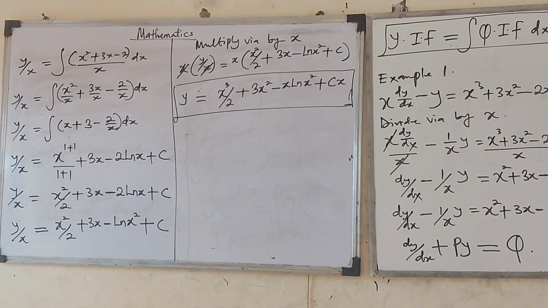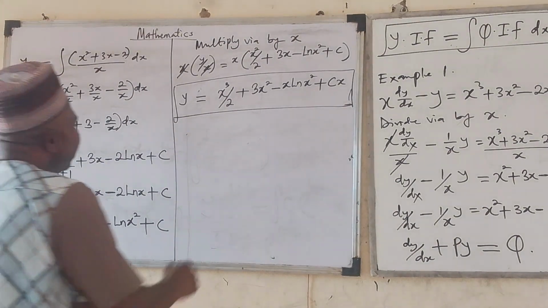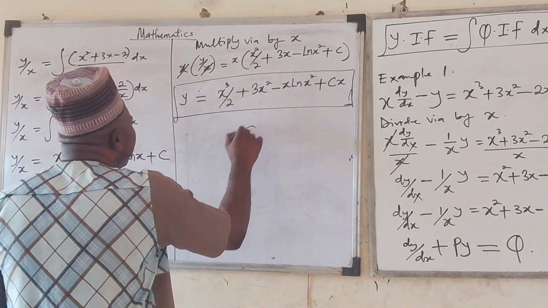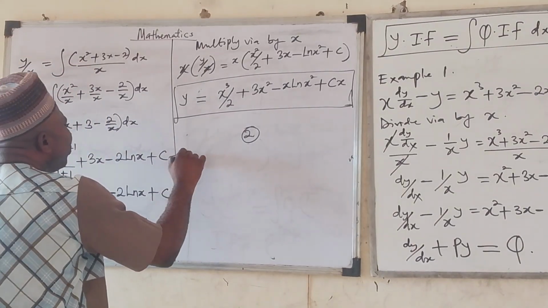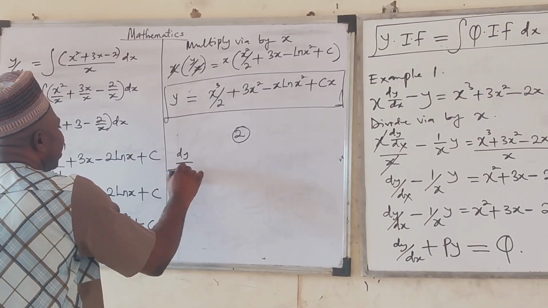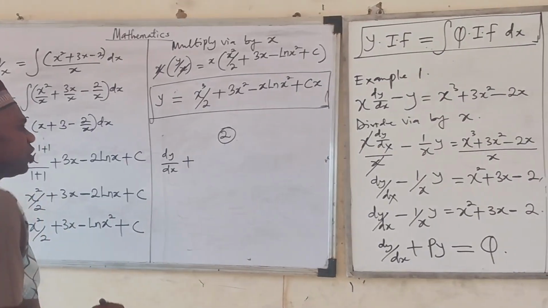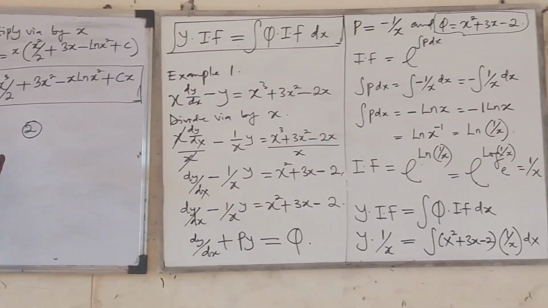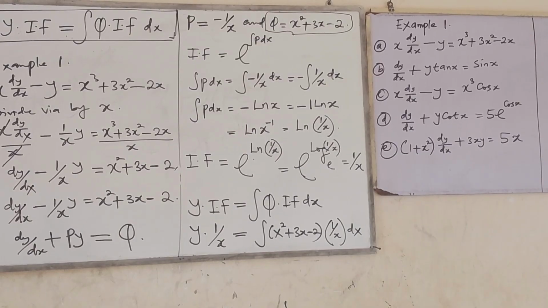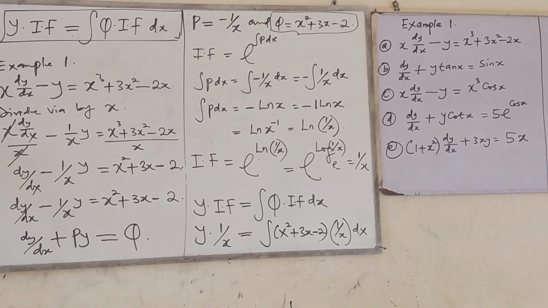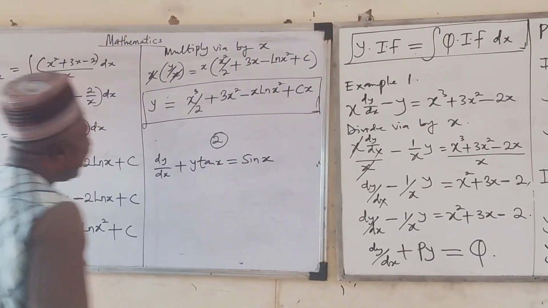So now we're going to look at another question. Let's look at example 2, question number 2. We have dy over dx plus y tan x is equal to sine x.